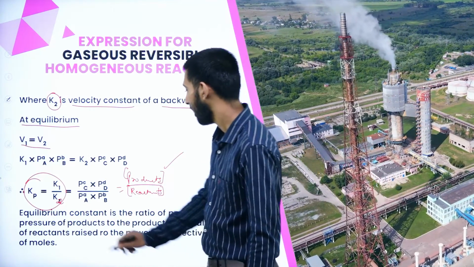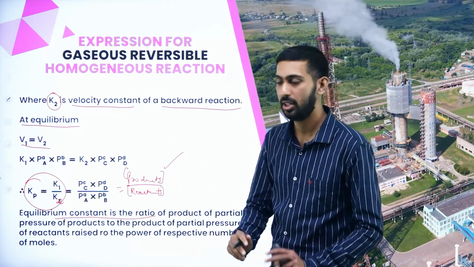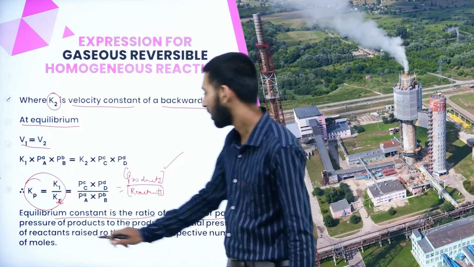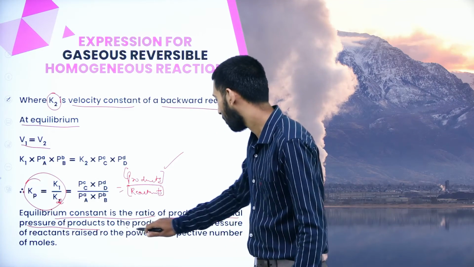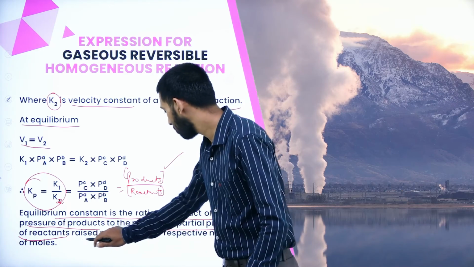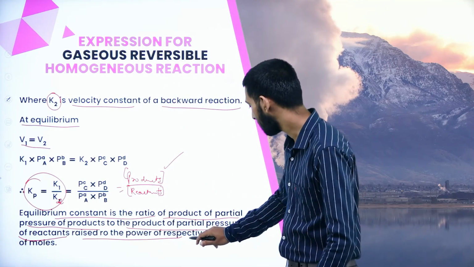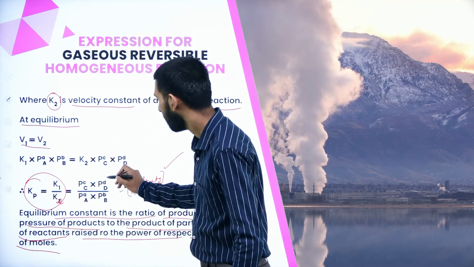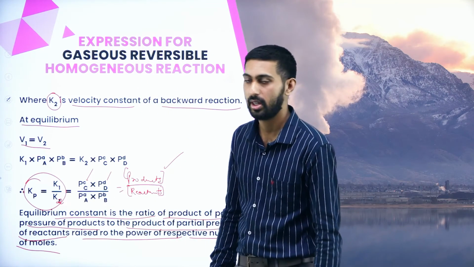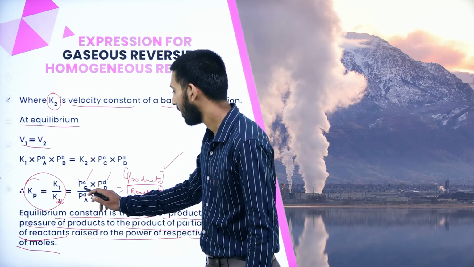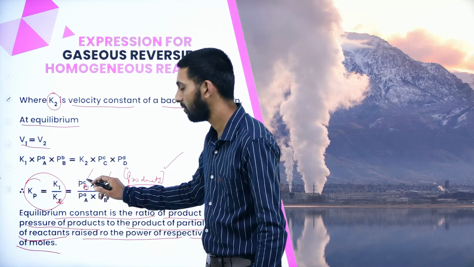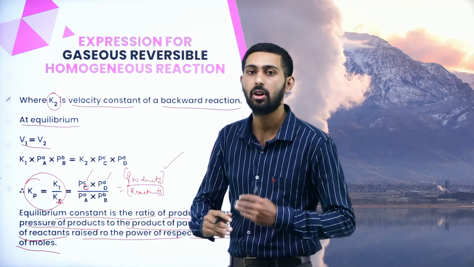Next, it is the ratio. Now let us see the definition. The equilibrium constant is defined as the ratio of the product of partial pressures of products to the product of partial pressures of reactants, raised to the power of the respective number of moles. Here the power on PD that we have given is known as the number of moles. P is the pressure and C is the products, but the power written on C is the number of moles.